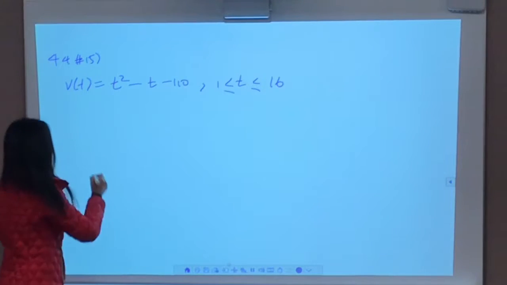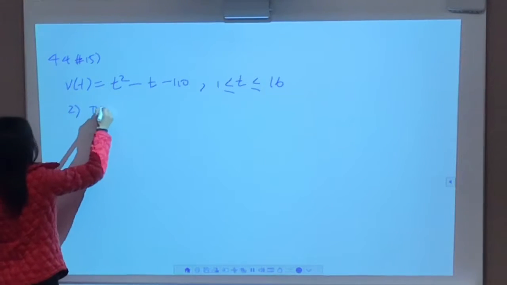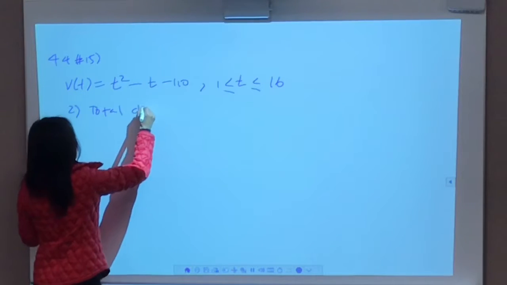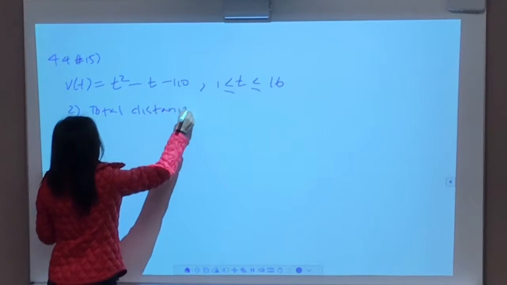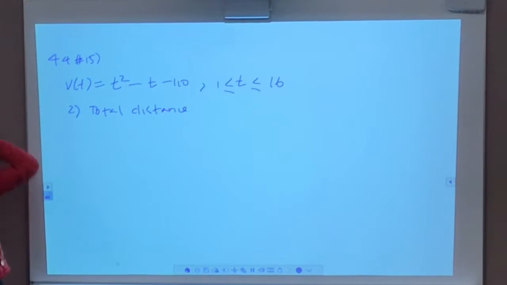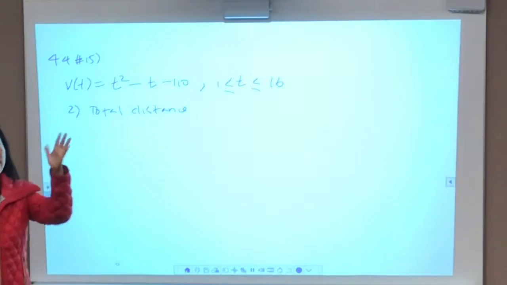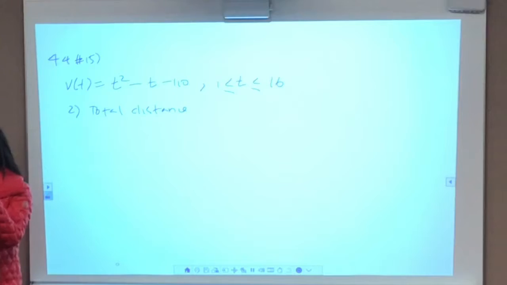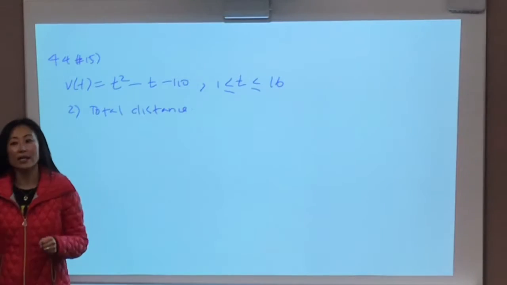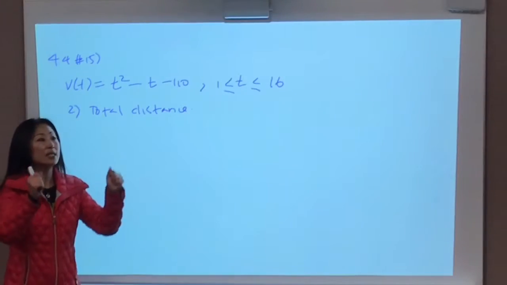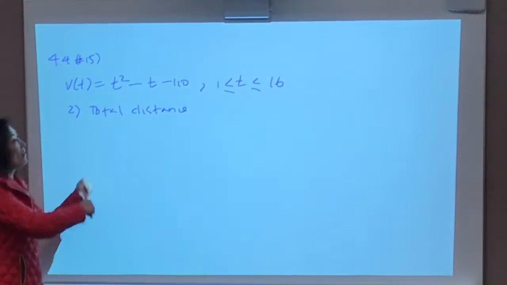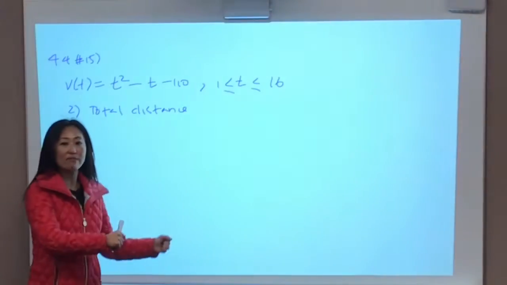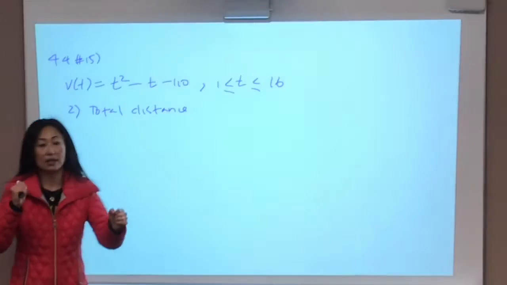All right, second part. Remember, total distance means if it's a negative number, I have to make it what? Positive, because I want to count how much it moved. It doesn't matter if it moved to the left or to the right. I want to count how much it moved. It may move 5 to the right, 5 to the left, I'm going to count every bit of movement.